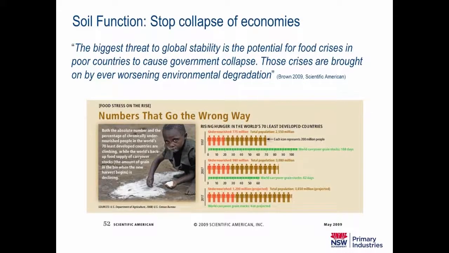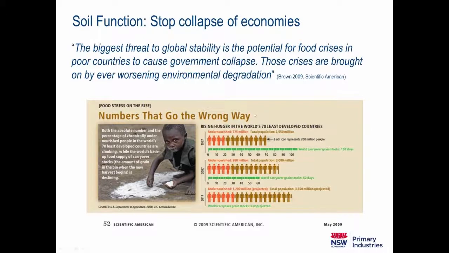Funnily enough, soils are also important for, as I mentioned before, societies. And there have been many, many papers and published reports showing that the biggest threat to global stability is food availability. And in developing countries, food availability is often the main cause for collapse of governments. And these crises are made even more important with changing climate patterns, potentially less rainfall or bigger storm surges, or indeed increasing sea level height.